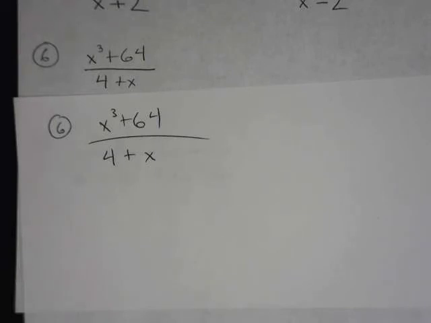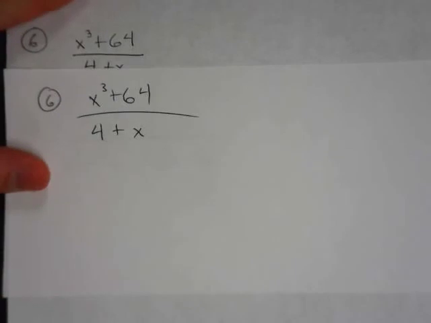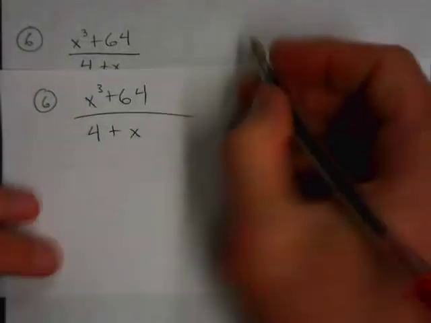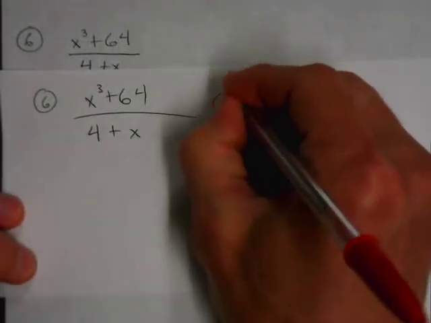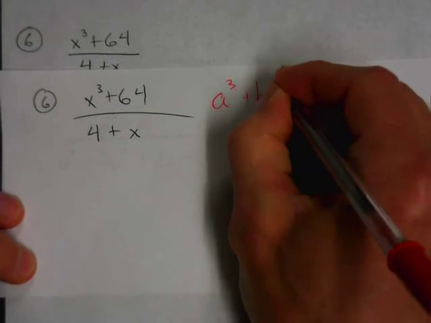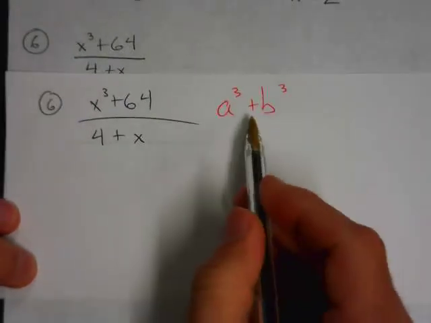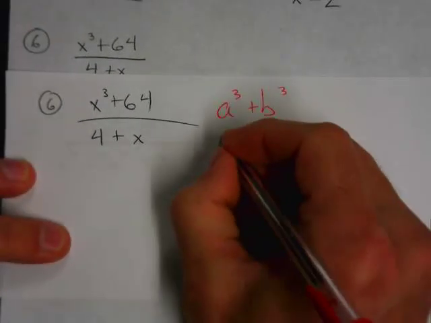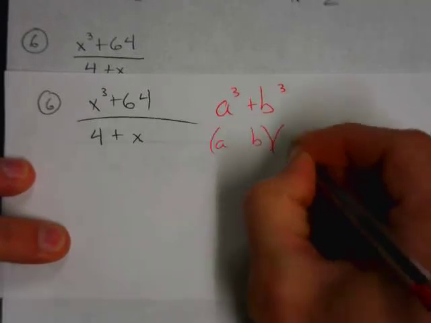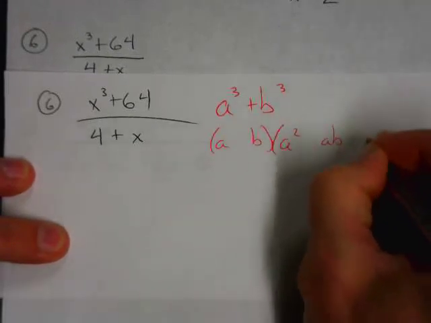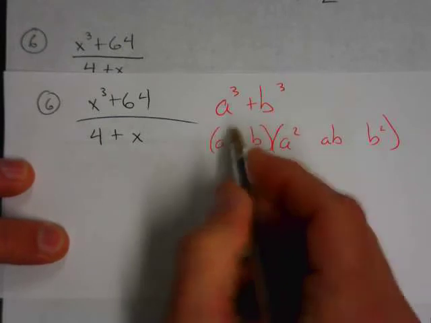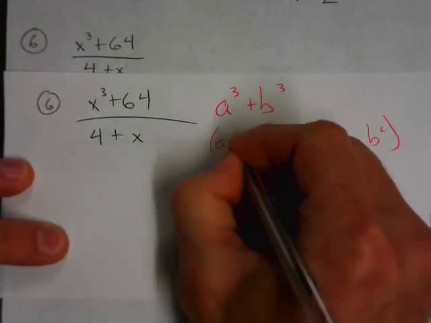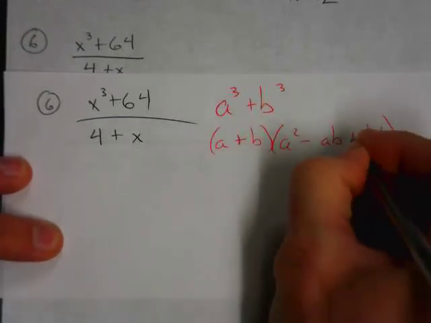And if you don't recognize something now, you need to hit pause and go back to the previous unit on factoring cubes. Hopefully you can recognize the numerator as a sum of cubes. Remember how to factor a sum of cubes. We have our setup, and then our little abbreviation for the signs: the signs stay the same, the opposite, and always positive.